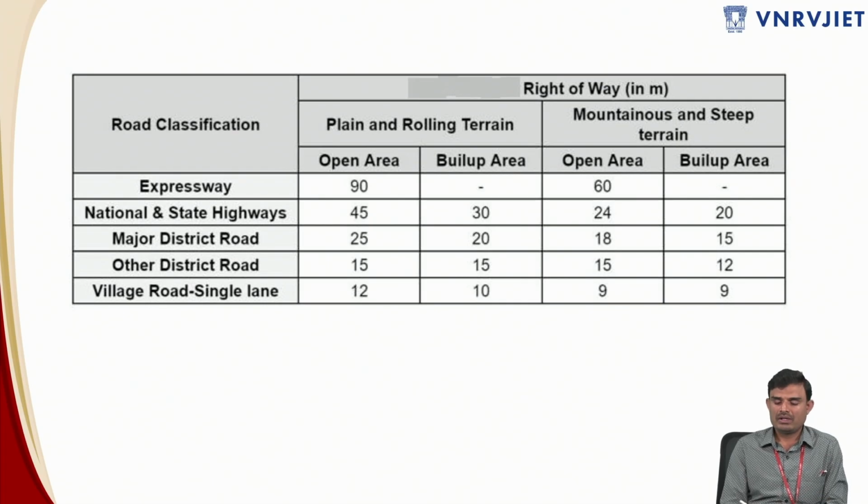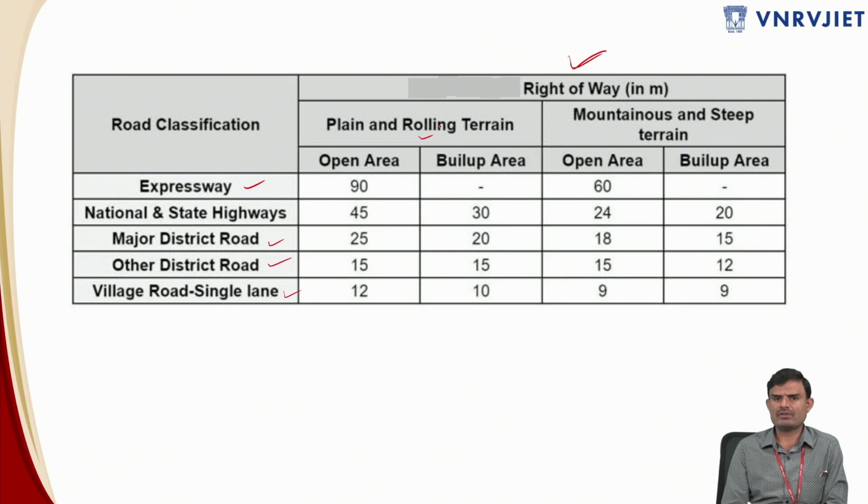So coming to right of way, we have discussed the value of the carriageway which needs to be incorporated for different numbers of lanes. Similarly, we have to remember some right of way values for different kinds of roads. These are expressways and national highways, state highways, major district roads, ODR and VR. There are no particular values of formation width, but you have to remember the values for right of way. And this is again for plain terrain and rolling terrain.